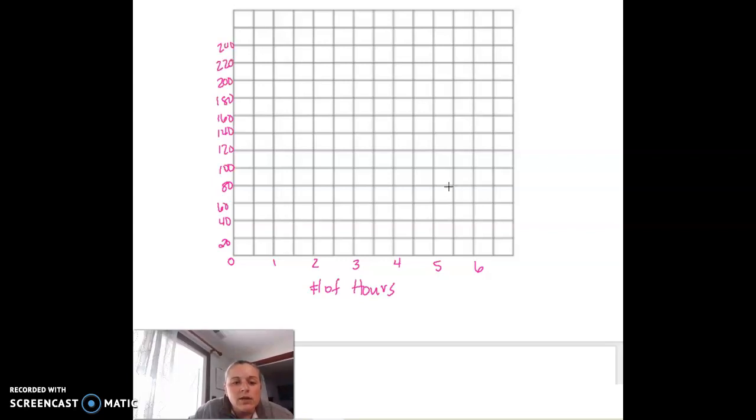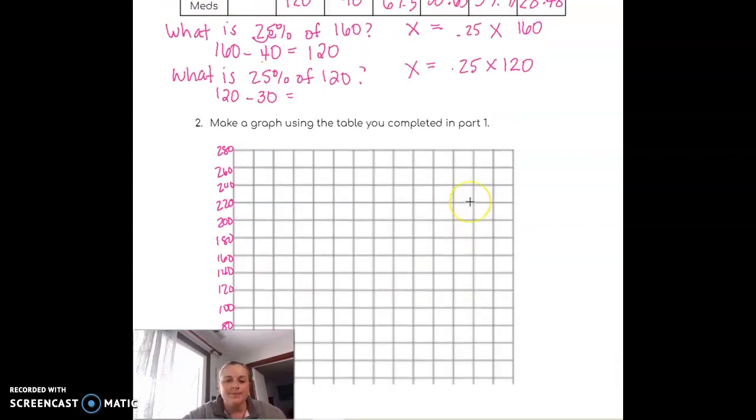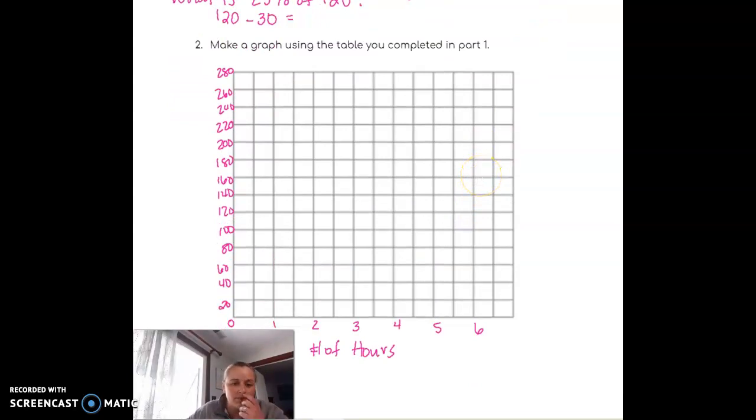220. All right, and then we start plotting our points. First one was at 0, 160, so I'm going to put a dot on 0, 1, oh, and then we got to label our axes, so this is the active meds. Okay, so I'm going to go 0, 160, so put a dot right here.